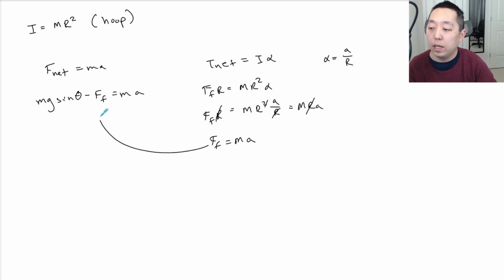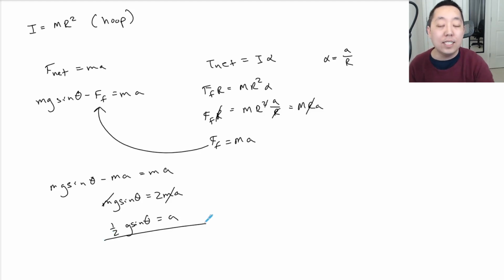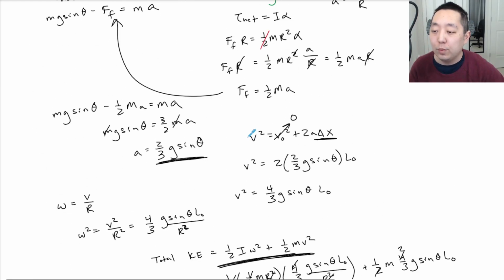Then I'm going to plug that into there. I get mg sine theta minus ma is equal to ma, or mg sine theta, moving this to the other side, is 2ma. The masses cancel. And so here I have 1/2 g sine theta is equal to a. Now, this is a different acceleration. Remember, with the other I, I had 2/3 g sine theta. So it's going to accelerate differently.